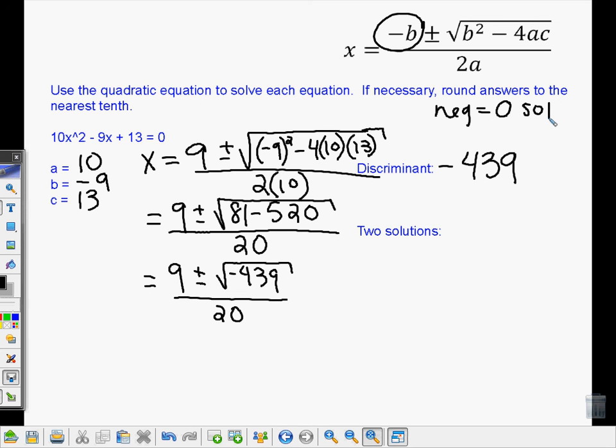So, what we're going to do for problems like these, when you get a negative, is you're just going to stop here. All right? So your answer for this problem is just this. Okay? You are done right there. Once you get to that point, if there's a negative, and your discriminant is negative, so you have 0 solutions, then you're done. You can stop right there.